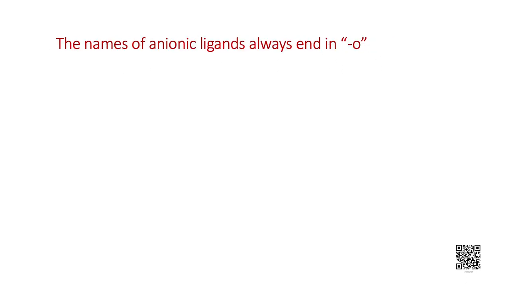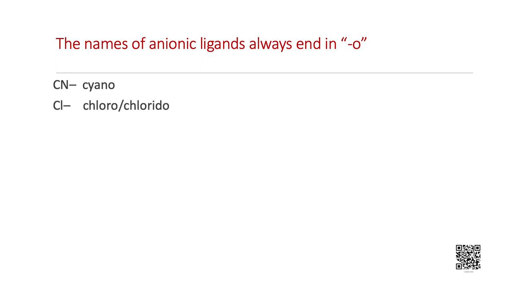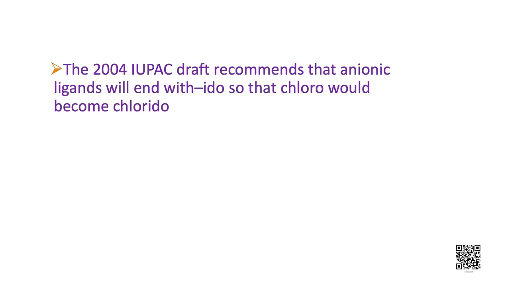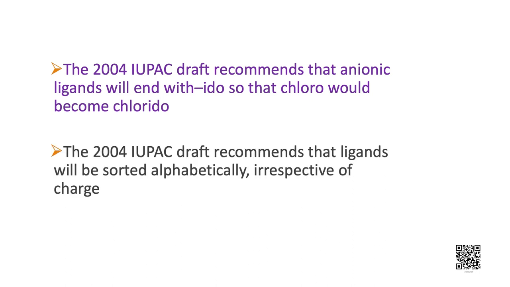The naming of the anionic ligands always ends in O. For example, CN⁻ becomes cyano or cyanido, Cl⁻ becomes chloro or chlorido, bromide ion becomes bromo, I⁻ is called iodo, OH⁻ becomes hydroxo, NO2⁻ is nitrito, SO4²⁻ is called sulfato, and H⁻ becomes hydrido. Please note that the 2004 IUPAC draft recommends that anionic ligands will end with ido, so that chloro now would become chlorido. The 2004 IUPAC draft recommends that ligands will be sorted alphabetically irrespective of the charge.